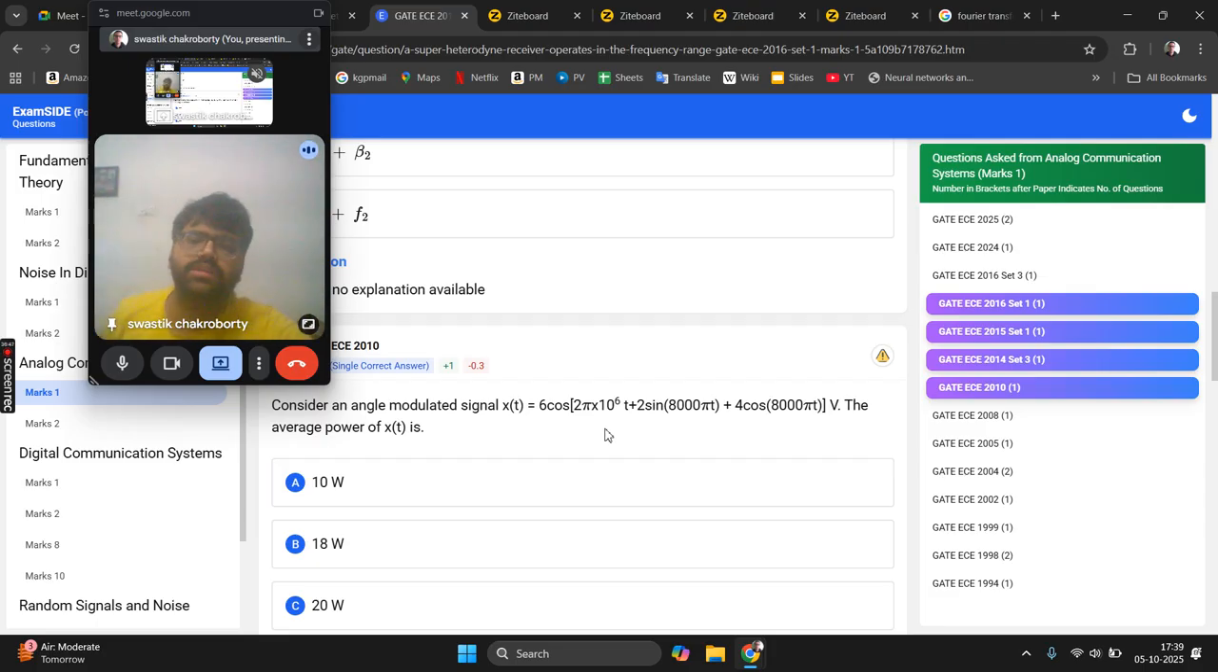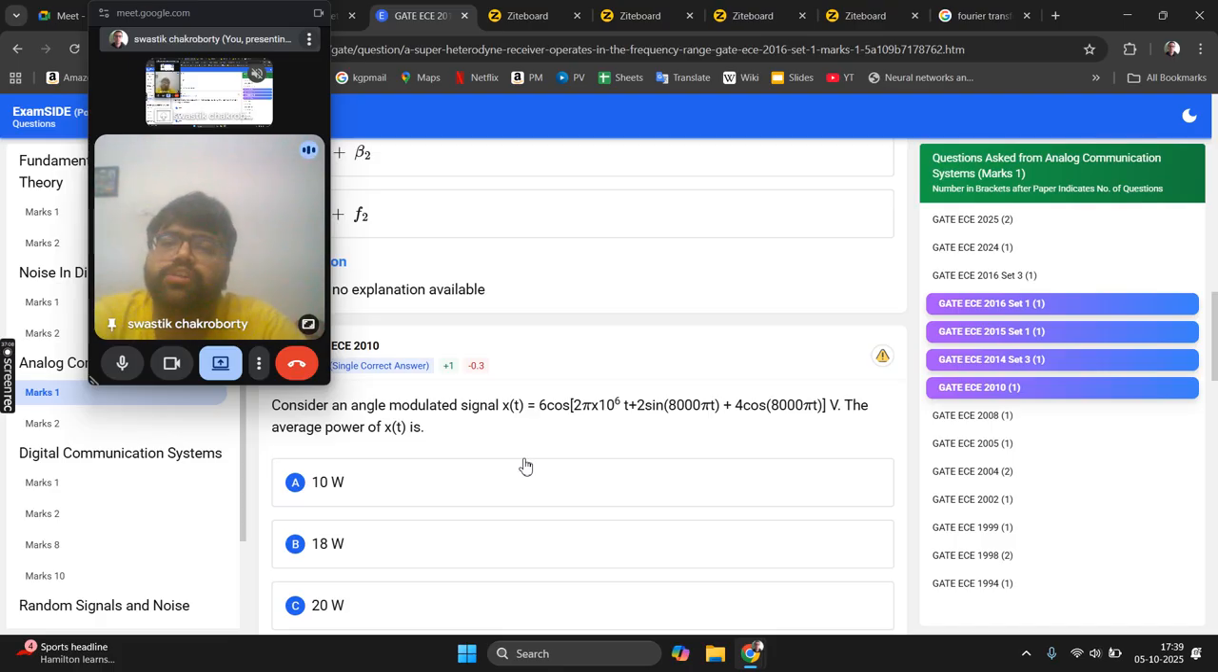consider an angle modulated signal x(t) is equal to 6 cos(2π × 10^6 t + 2 sin 8000π t + 4 cos 8000π t). So here there is the angle modulation. So what is the power of x(t)?